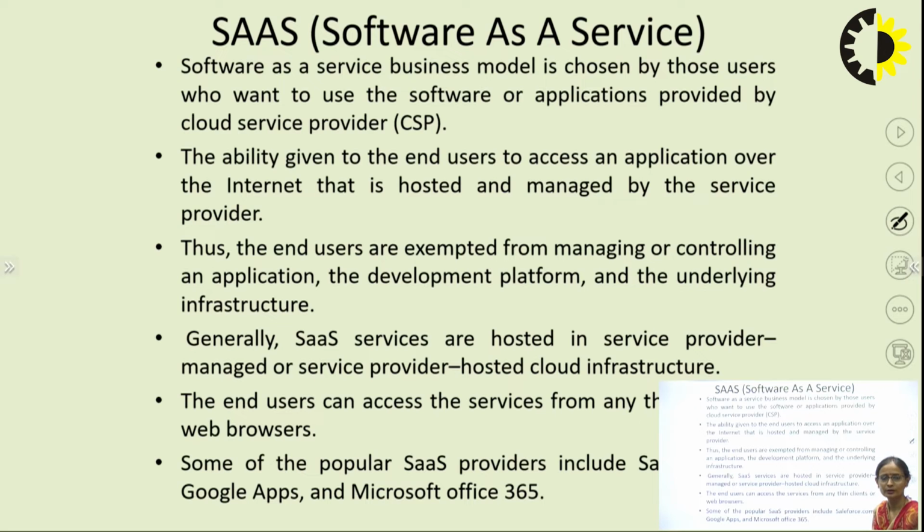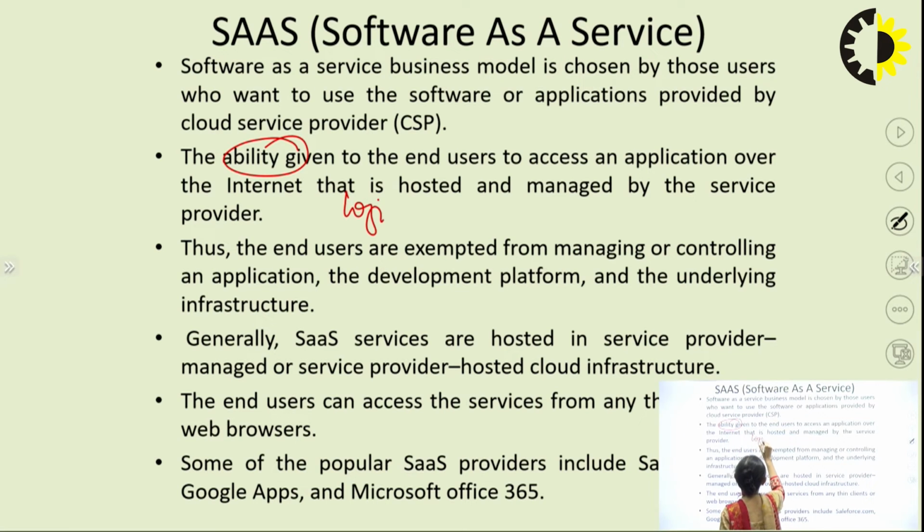So the first model is SaaS, that is software as a service. The software as a service business model is chosen by those users who want to use the software applications provided by the cloud service provider. They are having nothing at their end and they are using each and everything over the cloud. So the ability is given to the end users to access an application over the internet that is hosted and managed by the service provider.